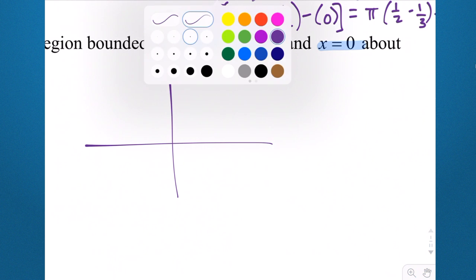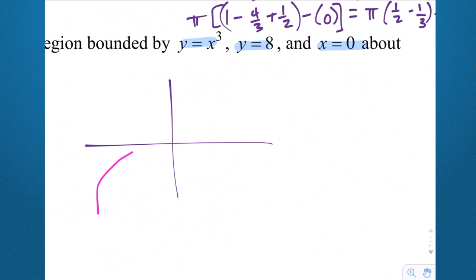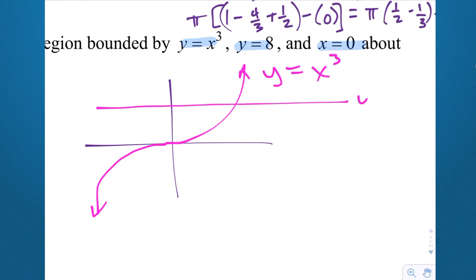All right, so x cubed, we've got to graph him first. I'll use pink. He's our disco graph. Looks like that. Y equals x cubed. Y equals 8. I'm just going to draw that horizontal line up here. And x equals 0 is, of course, the y-axis. So the region that's contained by all of them is this little region here.